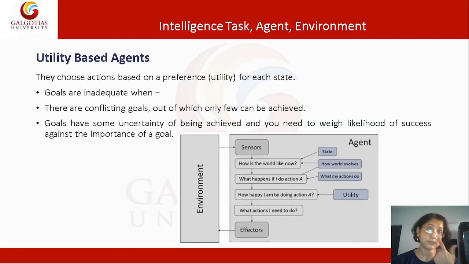Now, another is the utility-based agent. Here, they choose action based on a preference utility, which is also considered as payoff. Where the machine will go will be determined by what kind of payoff it is going to get in terms of utility. So depending on the application, that utility concept will be different. Goals are inadequate when there are conflicting goals, out of which only a few can be achieved. Goals have some uncertainty of being achieved, and you need to weigh the likelihood of success against the importance of a goal.